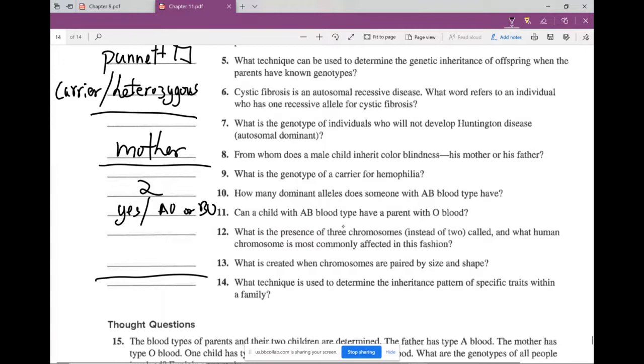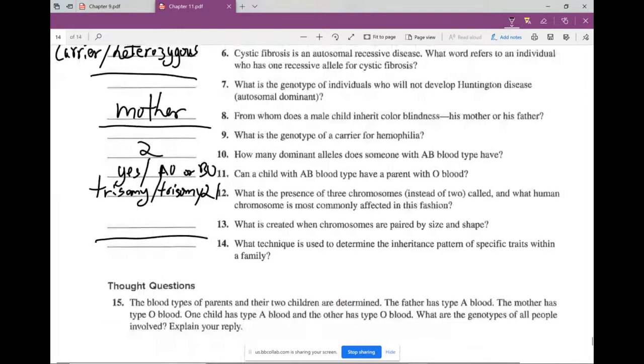Or both. What is the presence of 3 chromosomes instead of 2 called, and what human chromosome is most commonly affected? All right, so there they're talking about a condition known as trisomy, the most common being trisomy 21, which causes Down syndrome. 21. What is created when chromosomes are paired by size and shape?